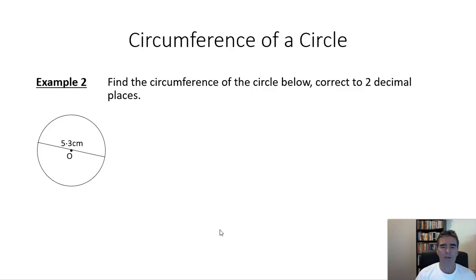So hang on, what's that? How do I remember the circumference of a circle? Well, twinkle, twinkle, little star, circumference equals 2 pi r. Okay, so that's in my head. And so let's write down our rule now. Circumference equals 2 pi r.